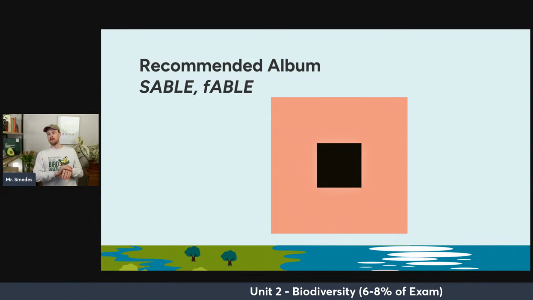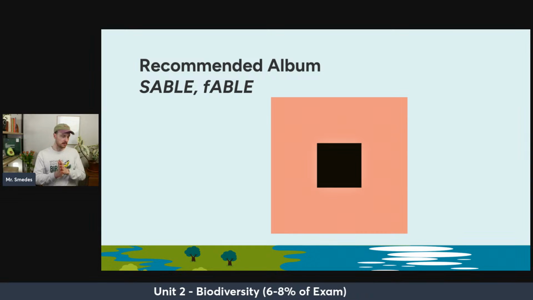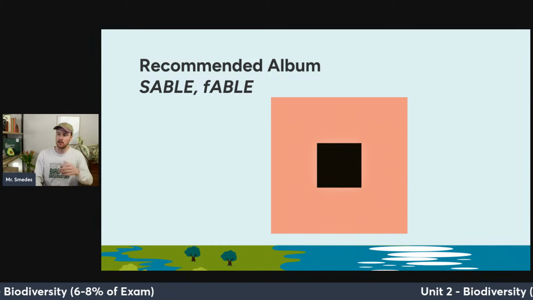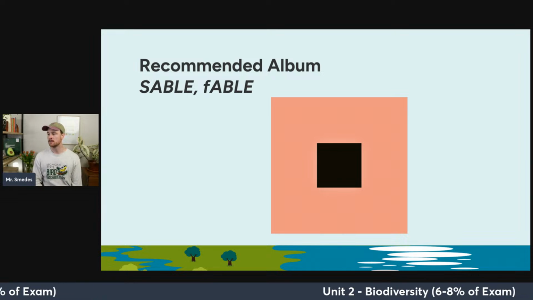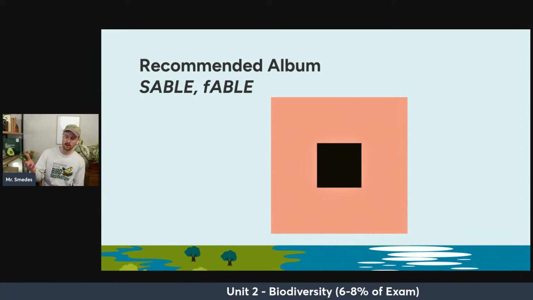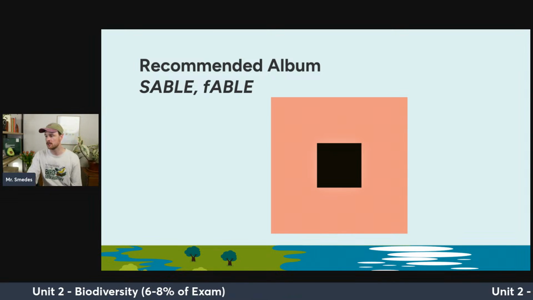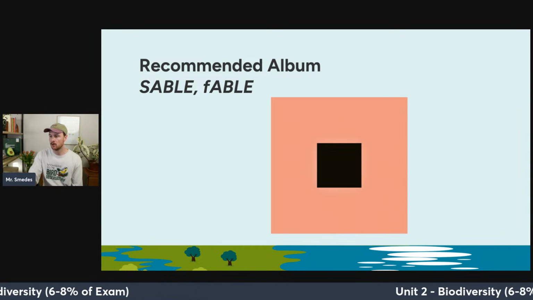Recommended album here, Bon Iver, super, super peaceful music. One of my favorite Bon Iver albums. I'm a huge fan of Bon Iver. So I highly recommend you check this album out. Throw it on in your post-studying relaxation. It's a real fun one. Okay.